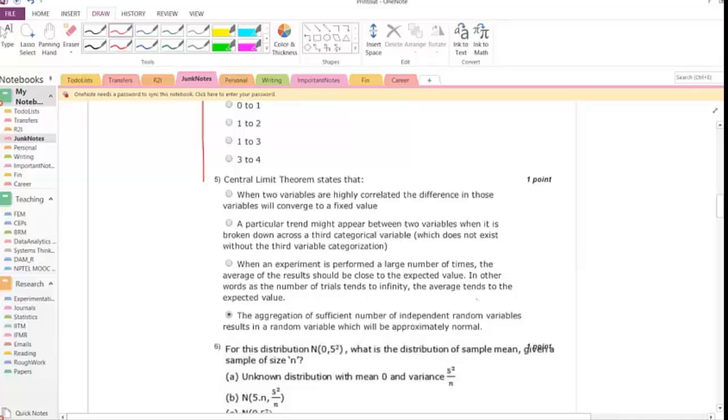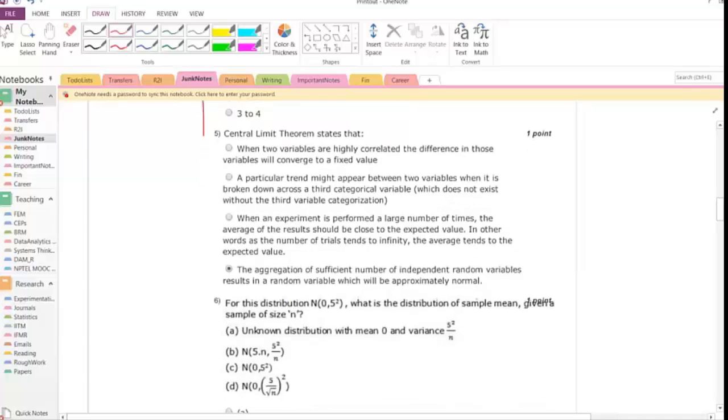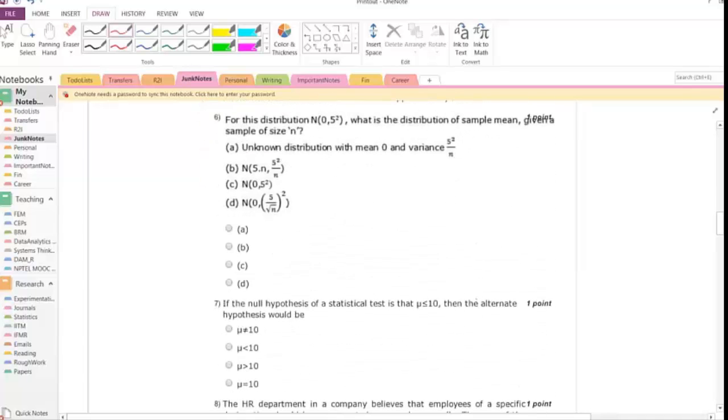First 4 questions. With respect to the central limit theorem, it's more of a definition, so we won't really focus on that. Let's go to the 6th question. For the distribution N of 0, 5 squared, we usually mention it as something squared, just so that it's very clear that 5 is the standard deviation. So 5 is the standard deviation, so obviously 5 squared is the variance.